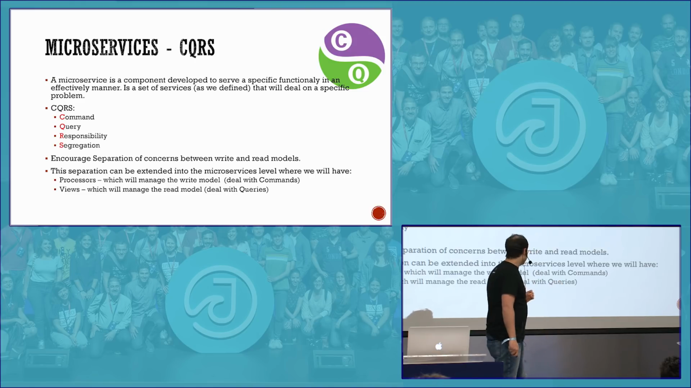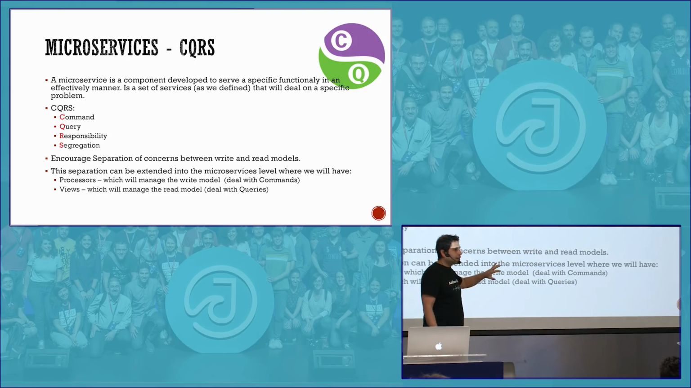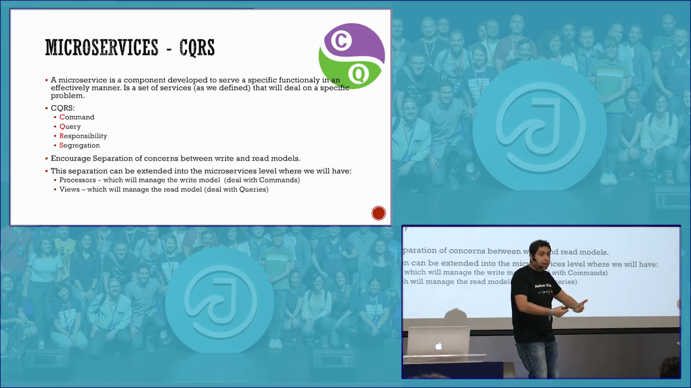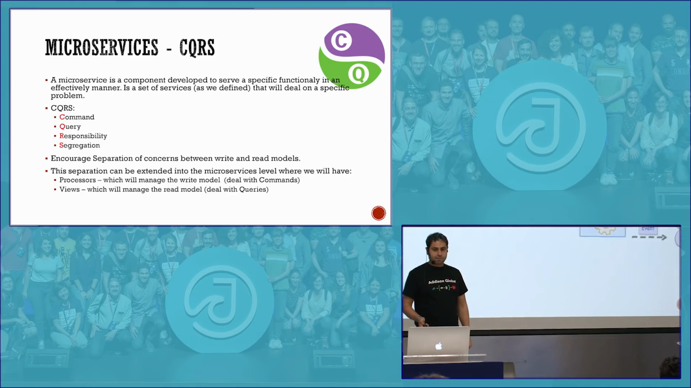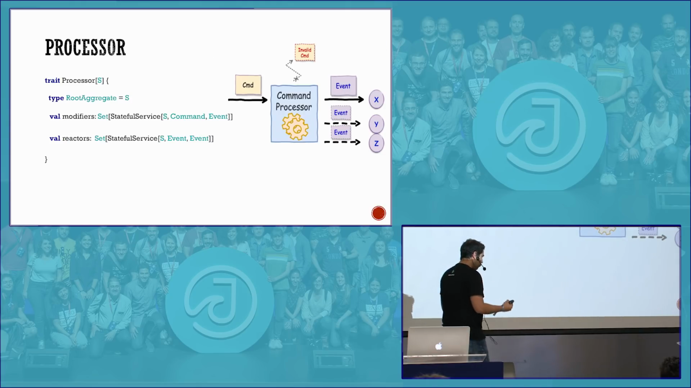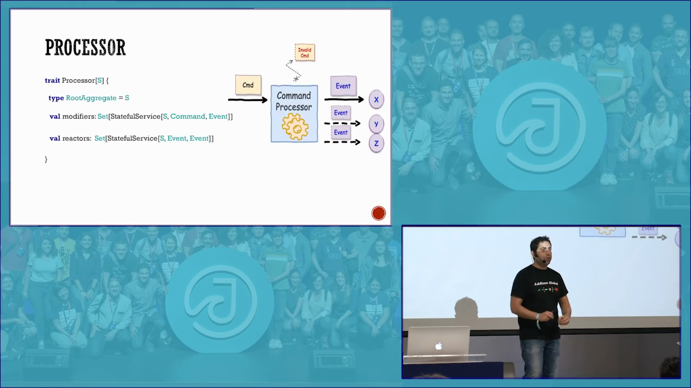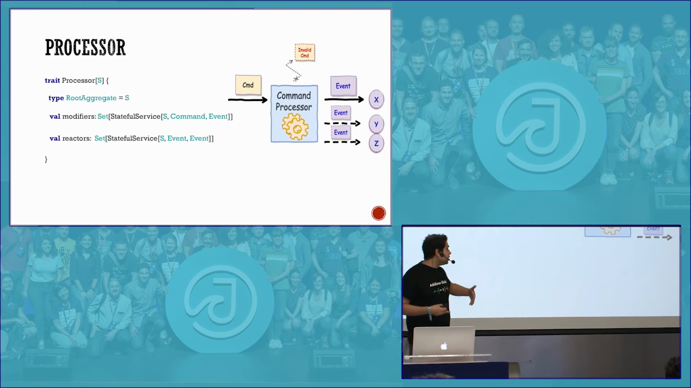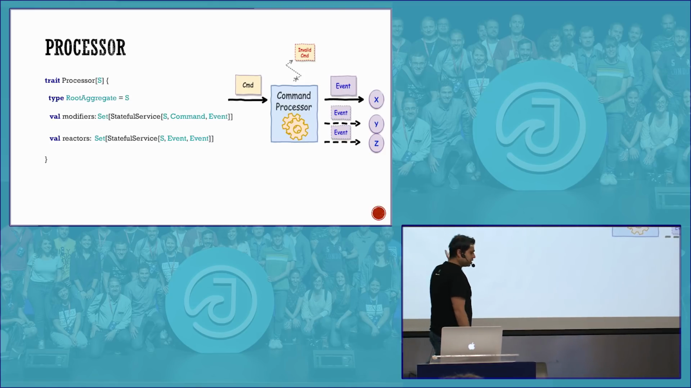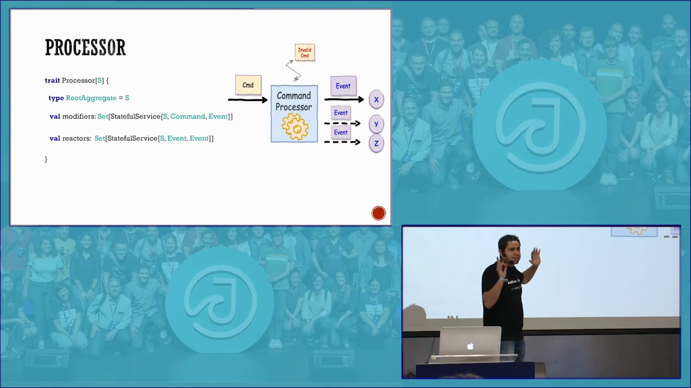In CQRS, we formalize these, and we call the write side processors, and we call the read side views. So the processors actually are the microservices responsible for manipulating the status. The views are the microservices that serve the requests. Now, let's be more formal, and let's use some code to describe these components. So processor is a trait, a component, an interface for a microservice. It's generic on the type S, which we know is the status.